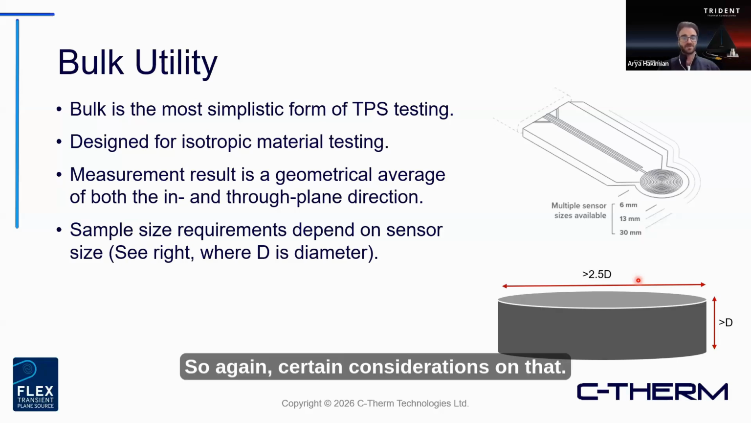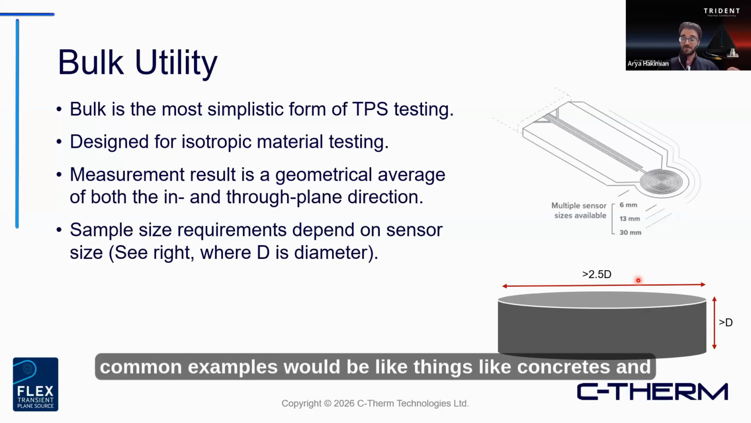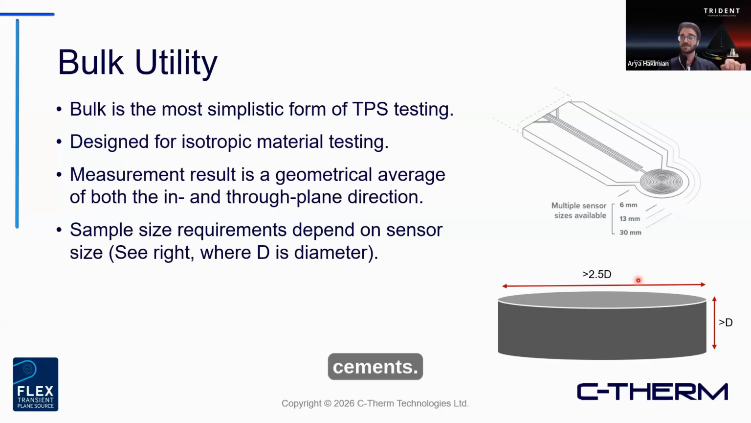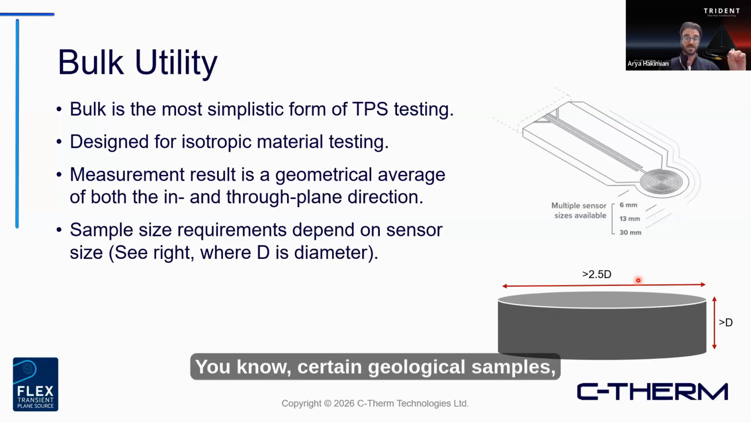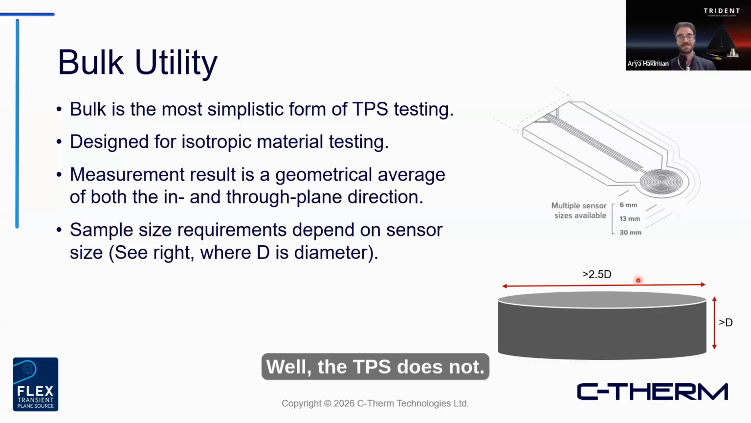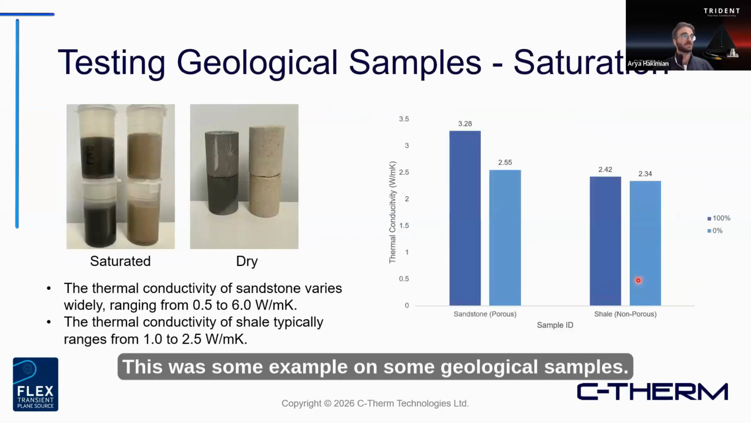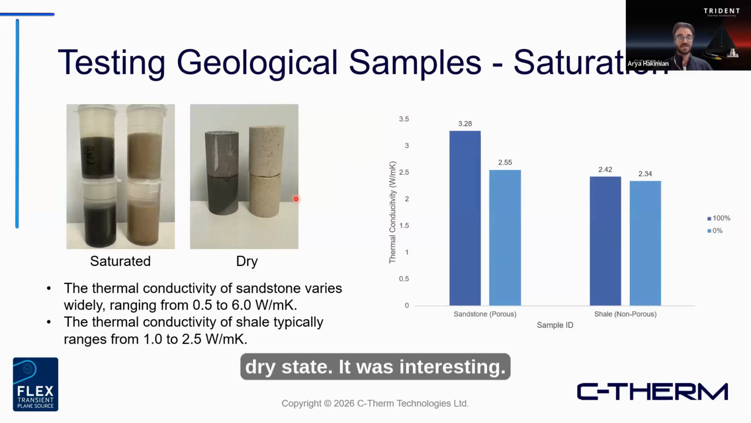So again, certain considerations on that side, but for the bulk utility, common examples would be things like concretes and cements, certain geological samples, also polymers and insulation as well. But there's something unique to the TPS: some of those materials are potentially hygroscopic or would react with or absorb water. Some of our methods require contact agents, while the TPS does not. So it has some nice capabilities there. This was an example on some geological samples that we tested, both in a fully saturated and dry state.